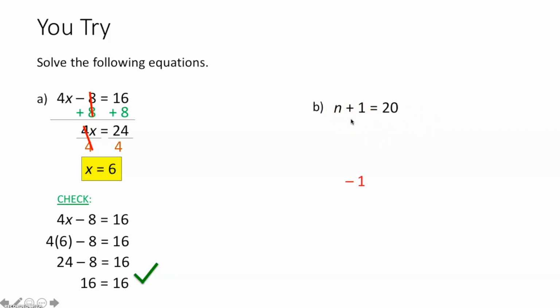And how do I do that? I do the opposite. Subtract 1 from both sides. Now these are going to cancel out, and over here, 20 minus 1 is going to give me 19. And look at that, there's nothing multiplied to our variable, so n is equal to 19. That's our answer. Now we need to check our answer.